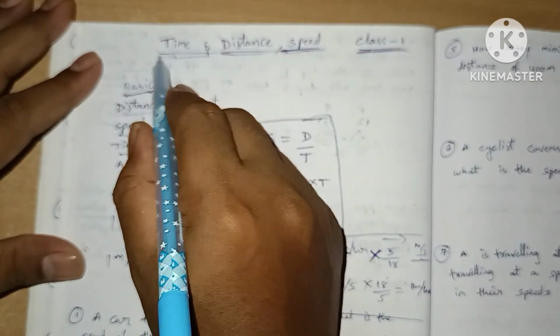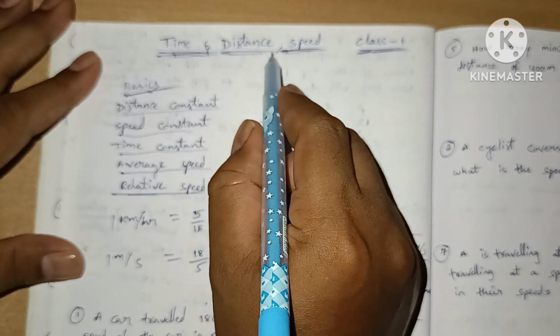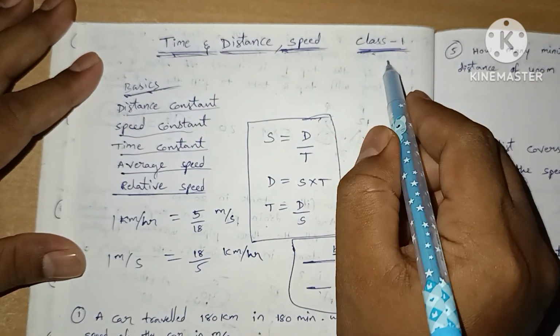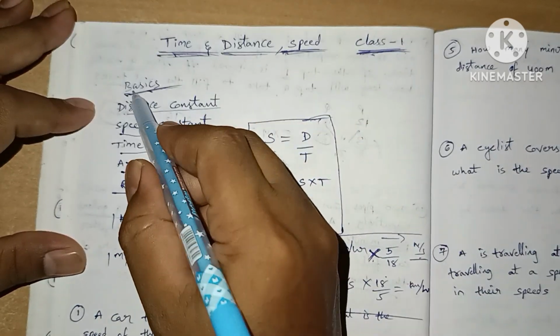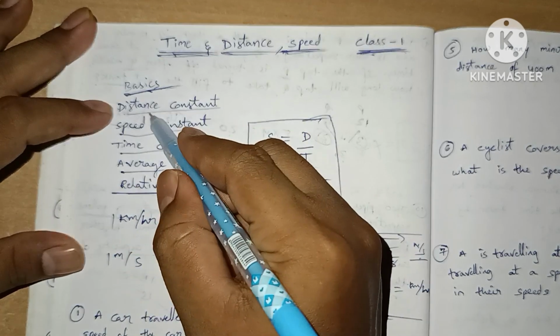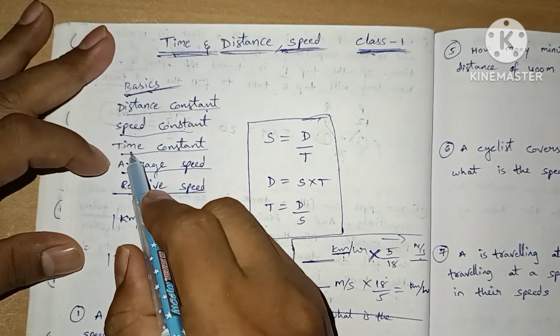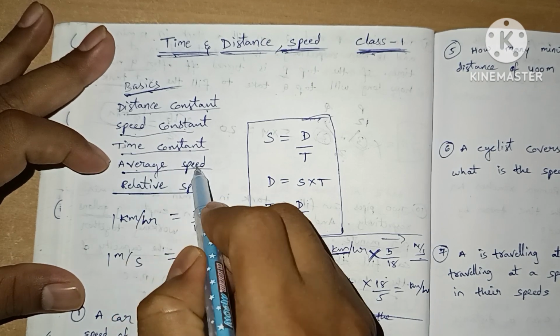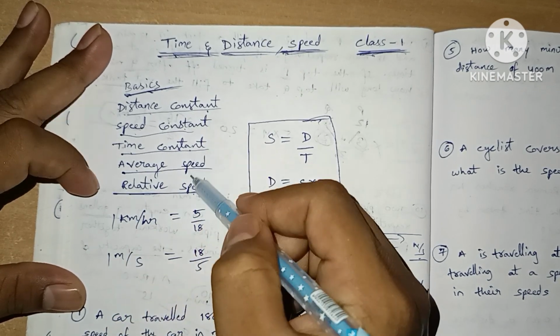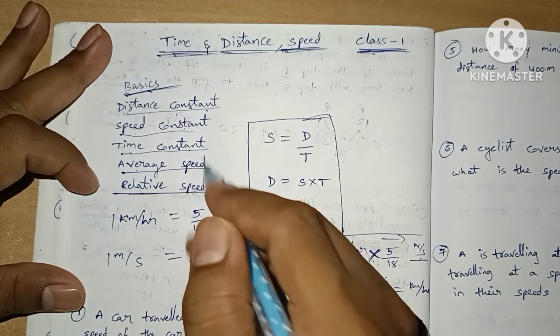In this video, we are going to see the concept of time, distance and speed, class 1. In this class, we are going to see the basics, distance constant concept, speed constant concept, time constant, average speed, relative speed. These are the concepts we are going to learn in this topic.